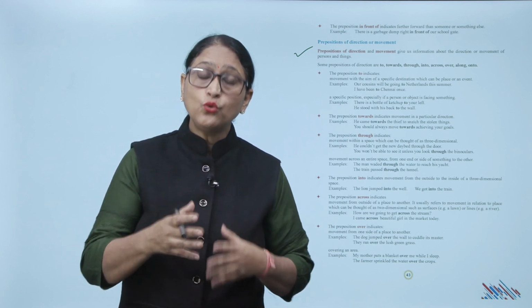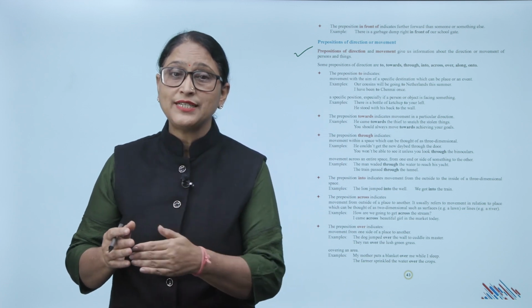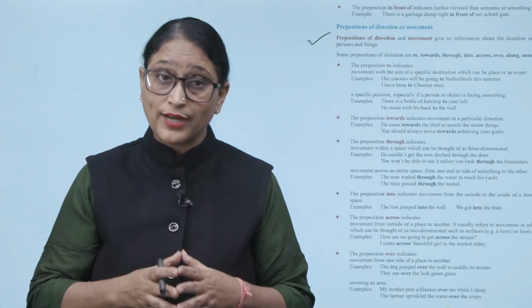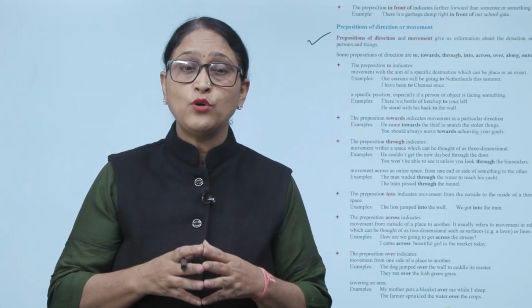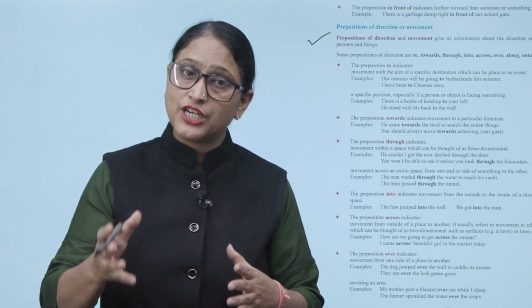The preposition to indicates movement with the aim of a specific destination which can be place or an event. For example, our cousin will be going to Netherlands this summer. I have been to Chennai once.